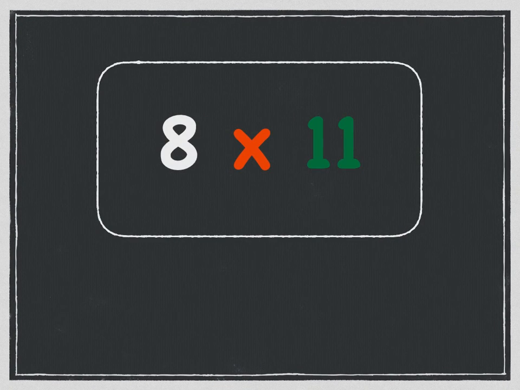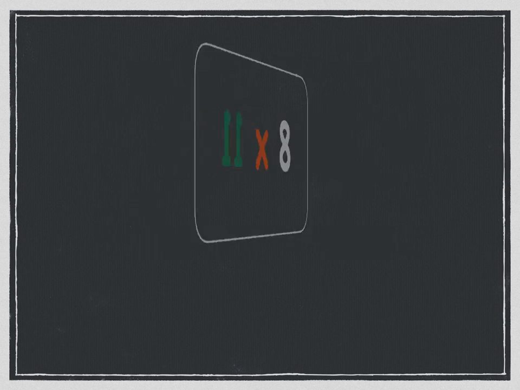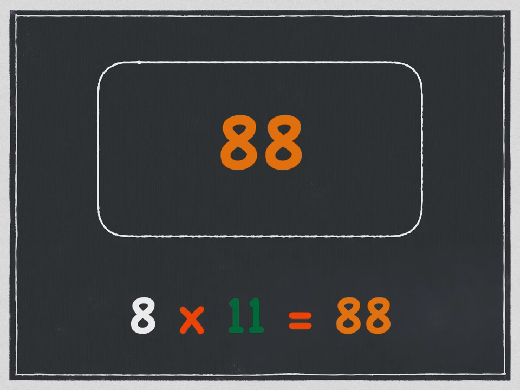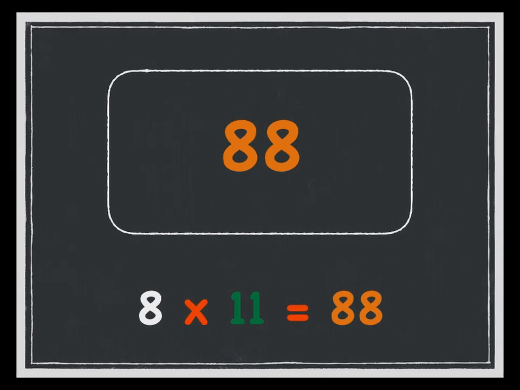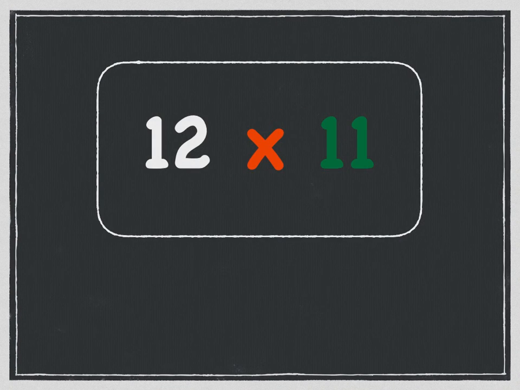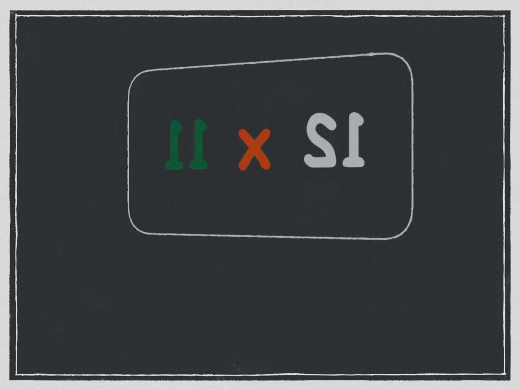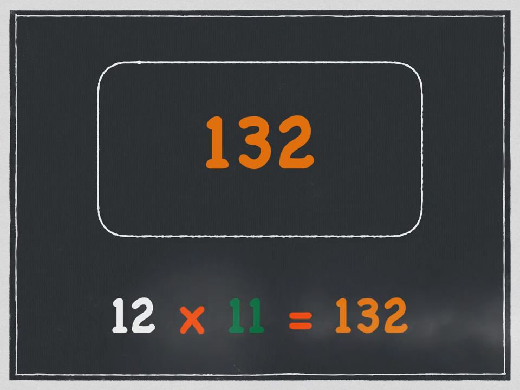8 times 11 is 88. 8 times 11 is 88. 12 times 11 is 132. 12 times 11 is 132.